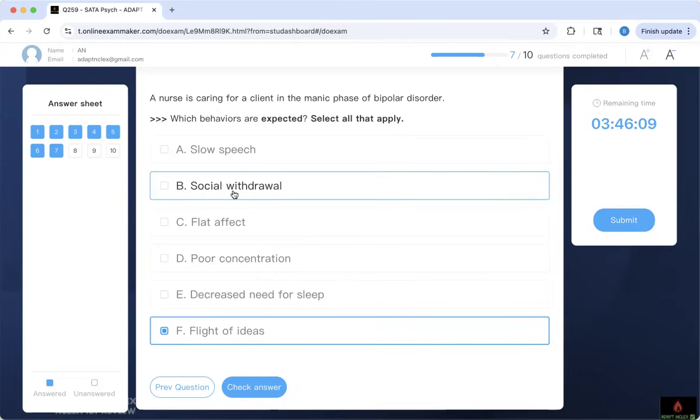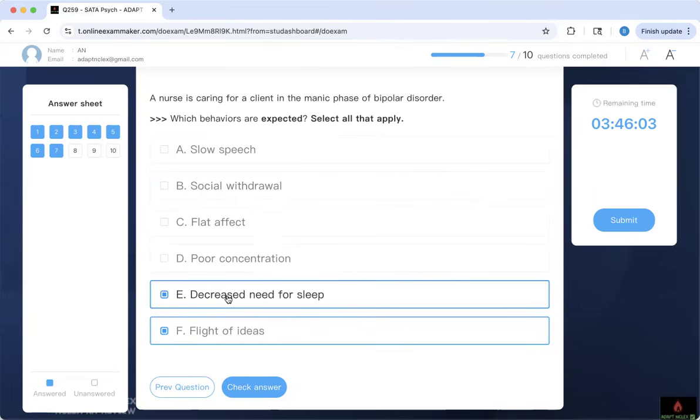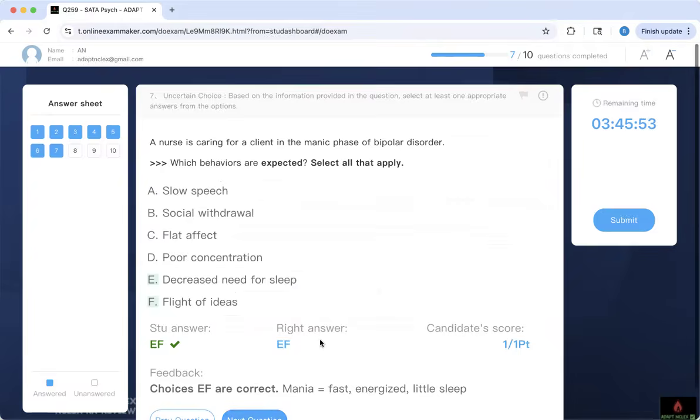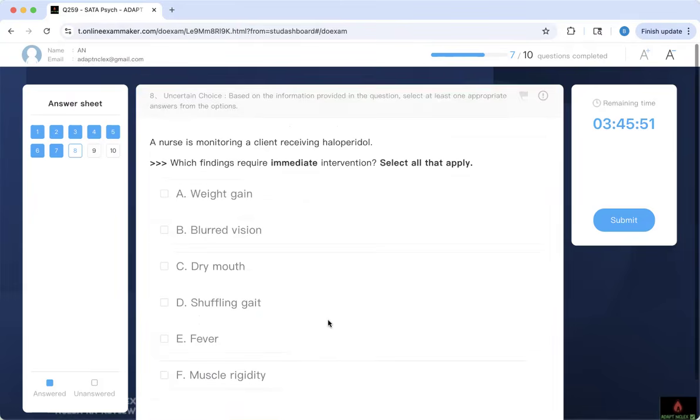They talk all the time, so the concentration will be good. It may appear later on. And what? Decreased need for sleep, right? Decreased need for sleep is key. So those are key aspects of a condition that you should pay attention to regarding a bipolar patient.